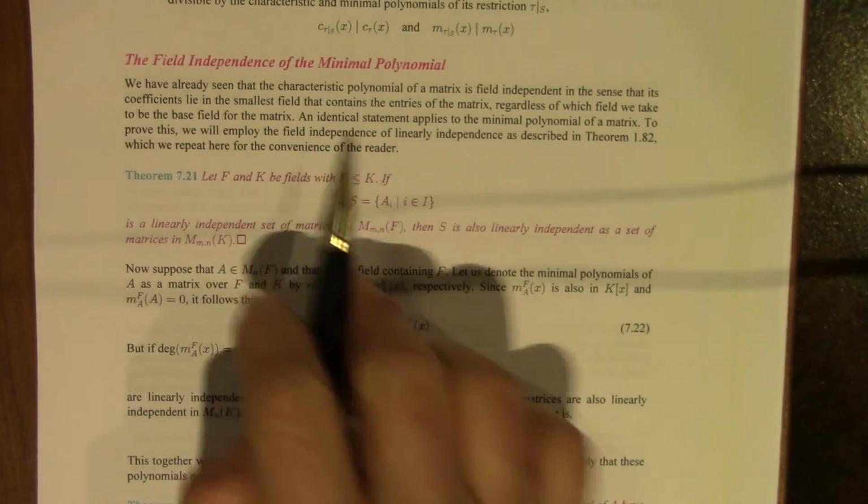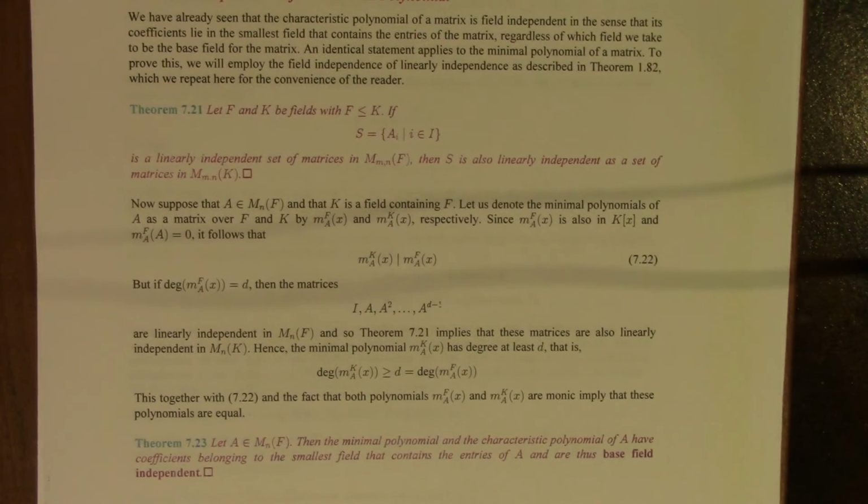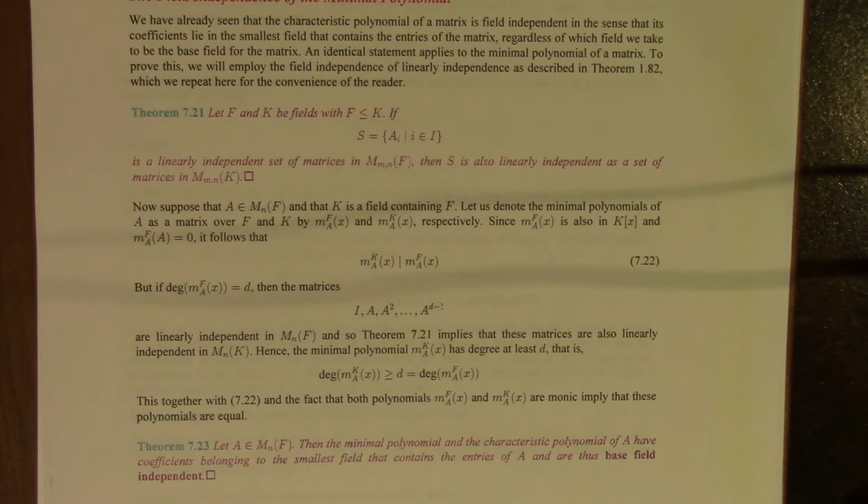An identical statement applies to the minimal polynomial. And to prove this, we're going to use the field independence of linear independence, something we discussed in Chapter 1. If you have the book, you might want to go back to Theorem 1.82 and review that. It's an unusual theorem I haven't seen elsewhere. It's not terribly complicated, but it's needed at this point.